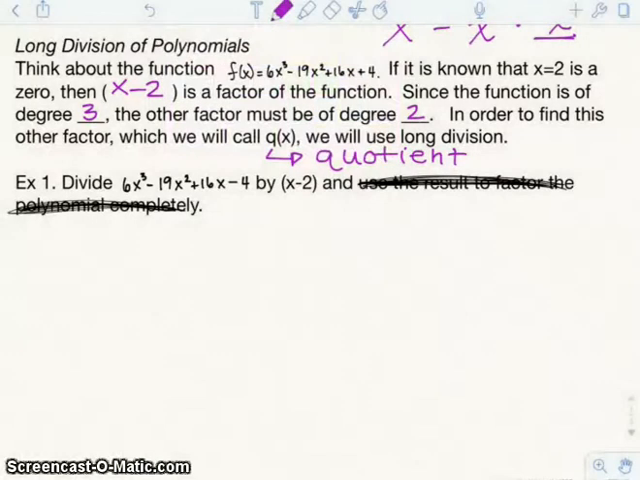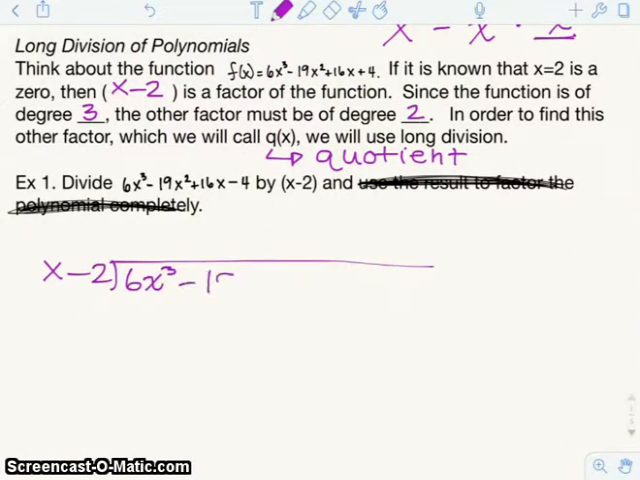Alright, here's how I'm going to set this up. I put the x minus 2 on the outside of the box, and I put 6x to the third minus 19x squared plus 16x minus 4 on the inside of the box. We're going to do a method called far left and far left. So I'm going to take the number that's the farthest left over here and the number that's the farthest left on the inside of my box. Okay, so I put the inside of the box on top, 6x to the third, and the farthest left over here was an x. I put the x right there.